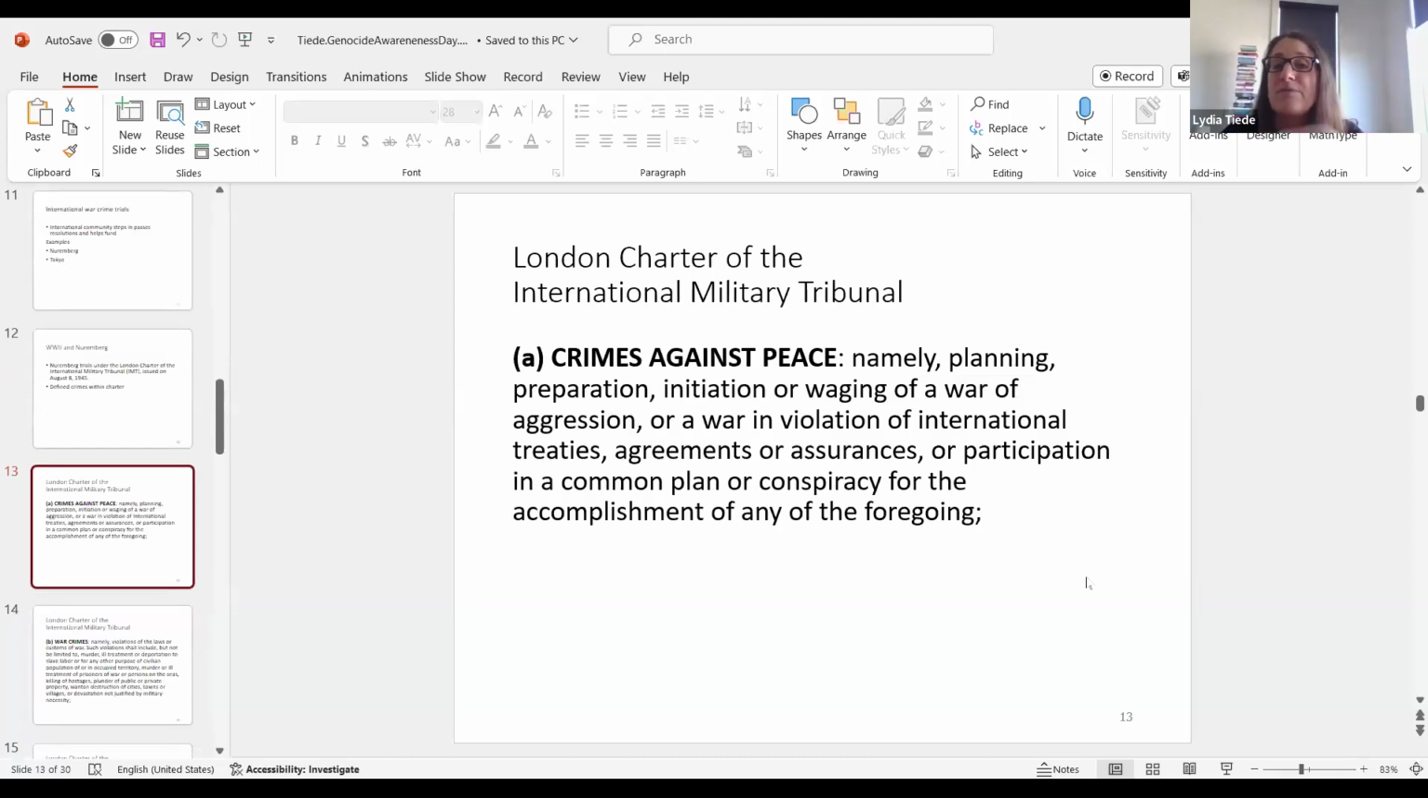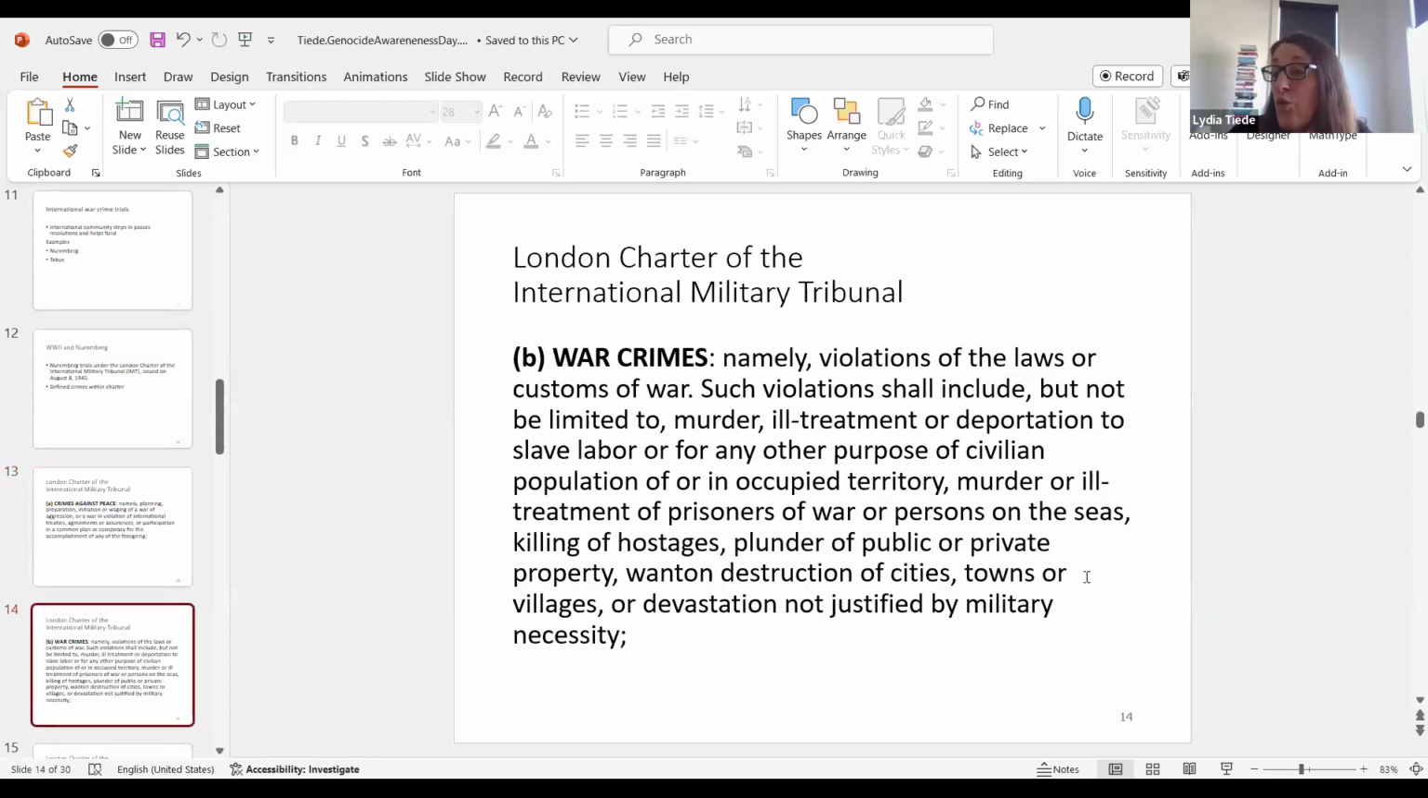It only had a few crimes. So it had crimes against peace, namely the planning, preparation, initiation, or waging of a war of aggression against international treaties. It also had war crimes. These are violations of the laws or customs of war. They include things like murder, ill treatment, deportation to slave labor, ill treatment of prisoners of war, wanton destruction of cities, and these types of issues.